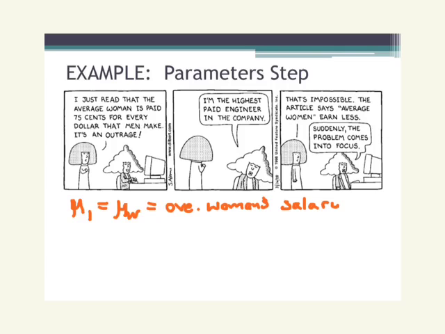And then we have to define a second population. So we could say mu sub 2, or again, I like to use letters. So in this case, we'll be talking about men. So I'd put mu sub m, which would be representing the average man's salary. Right, so not a major change, but just the fact that we've got two values that we are defining in that parameter step. And then, of course, we're going to want to write our hypotheses.